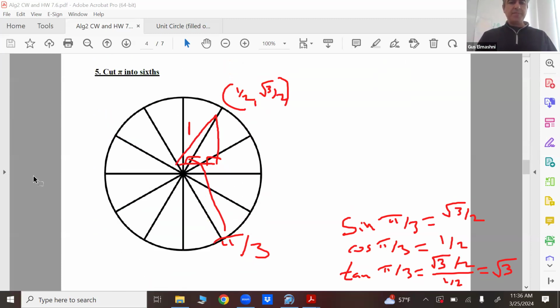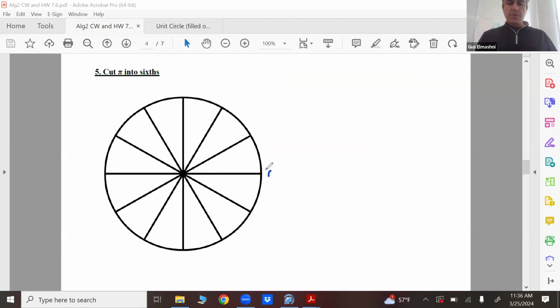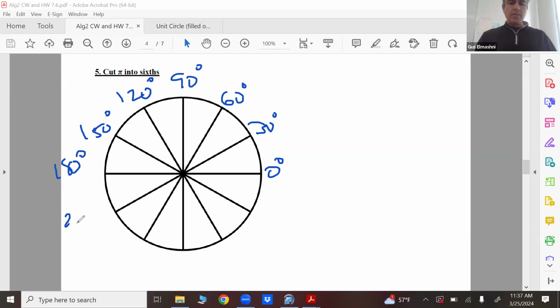Okay, let's cut this into 6 now. So let's do blue in degrees again. 0 degrees, 30 degrees, 60 degrees, 90 degrees. I think you guys get the idea. 120, 150, 180, 210, 240, 270, 300, 330, and 360.